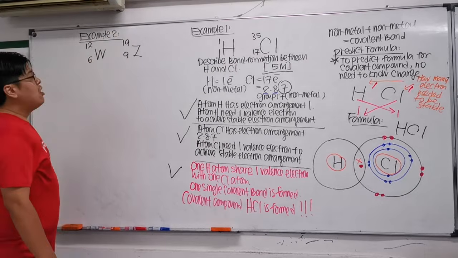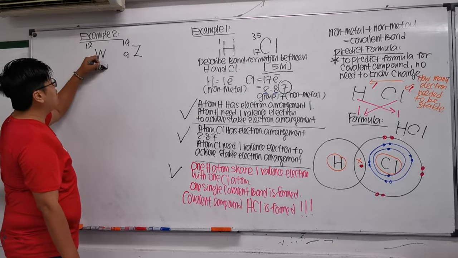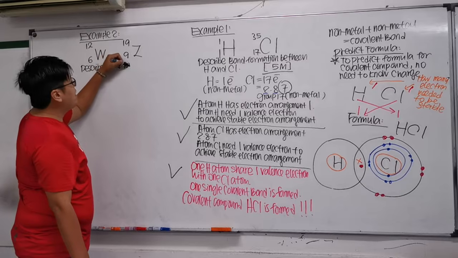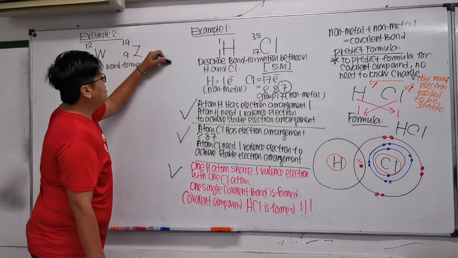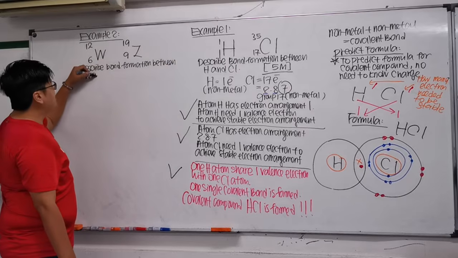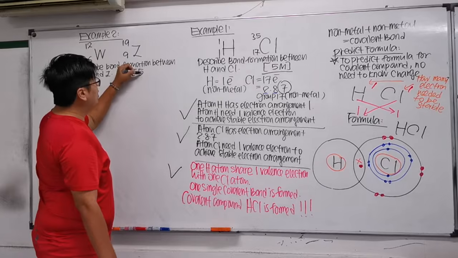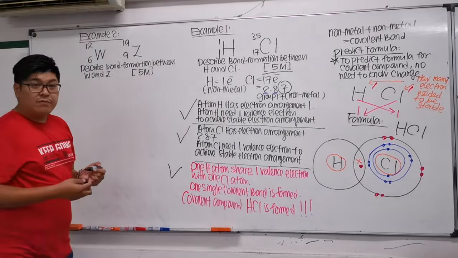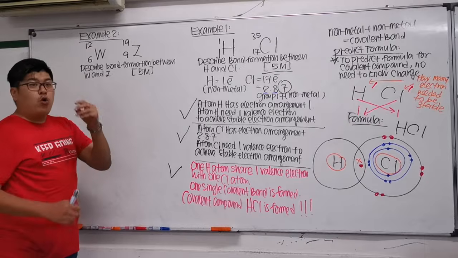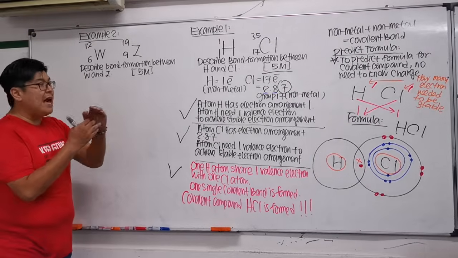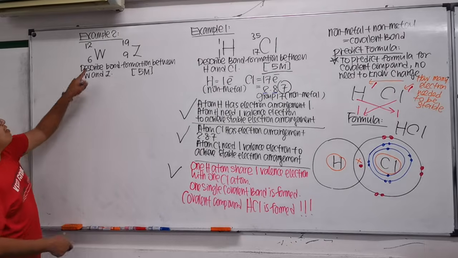Let's try this. Okay, same thing, the question is asking me to describe the bond. Now we want to describe the bond formation between W and Z. As usual, we will be awarded 5 marks. Okay guys, come, same thing. So let's follow the flow, the steps. Step number 1, write the electron arrangement.